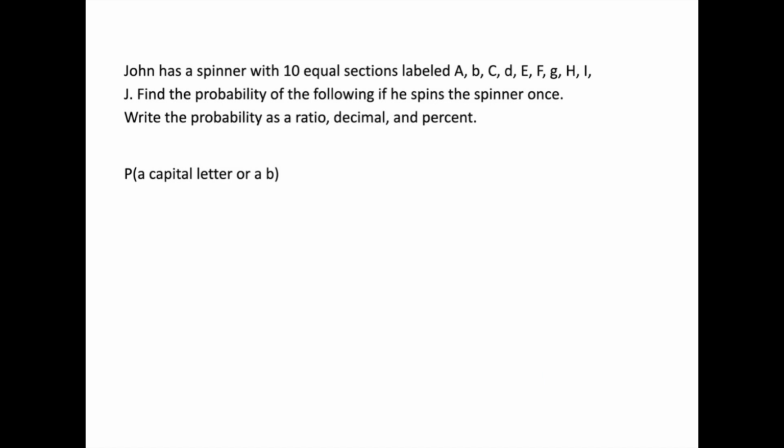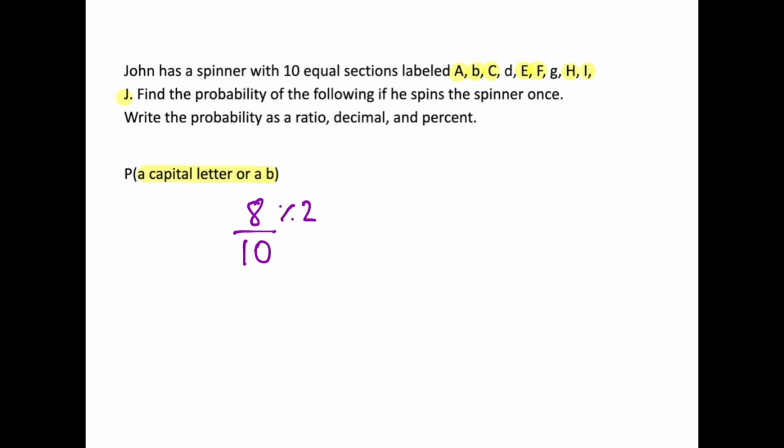It says that John has a spinner with 10 equal sections labeled with the following letters. Find the probability of the following if he spins the spinner once. We want to write the probability as a ratio, a decimal, and a percent. We want to know what is the probability of getting a capital letter or a B. First, we need to figure out how many favorable outcomes we have. We have A, B, C, E, F, H, I, and J. That's 8. So we have 8 of the 10.